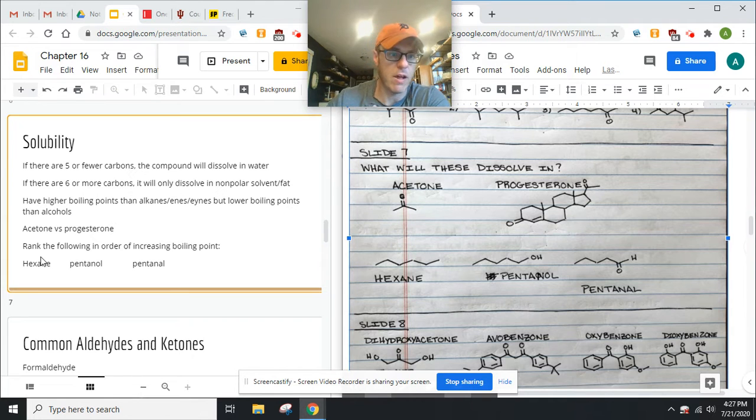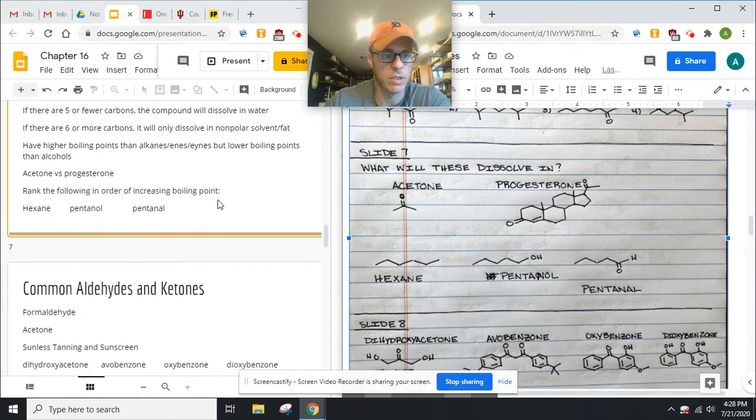Down here, rank the following in order of increasing boiling points. So we're going to start with the lowest. What's going to have the lowest boiling point here? Well, that's going to be hexane, because that's the alkane. Number 2 on this list is going to be pentanal, and then the highest boiling point is going to be pentanol. All right, so there's our boiling points.